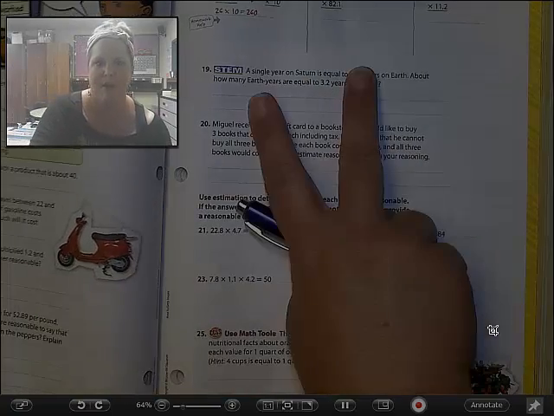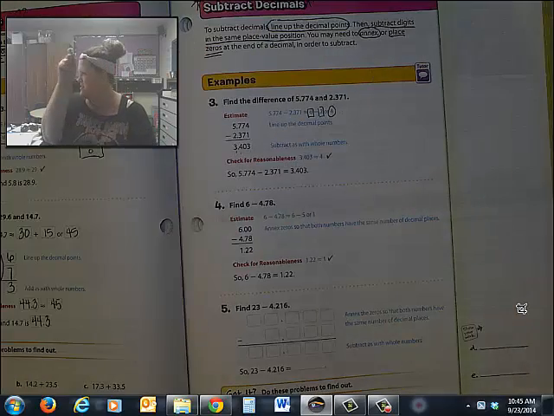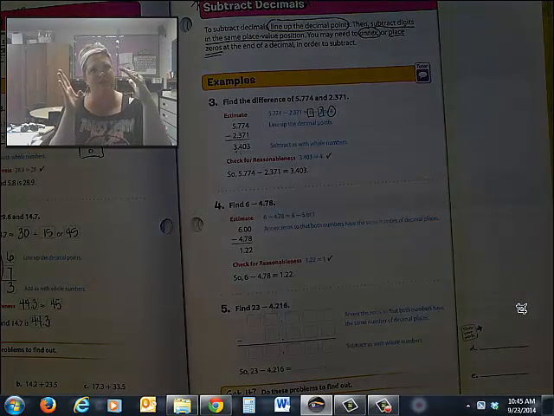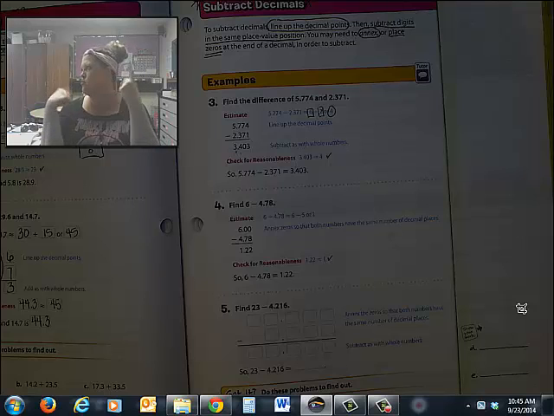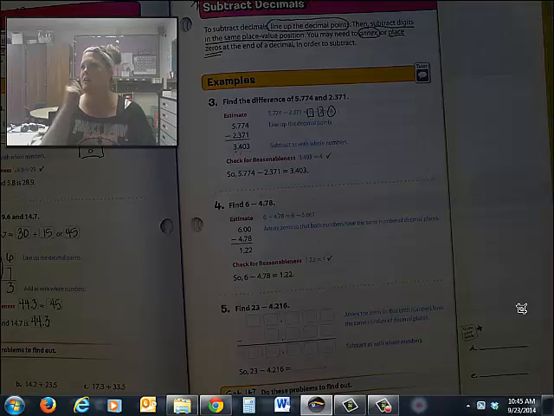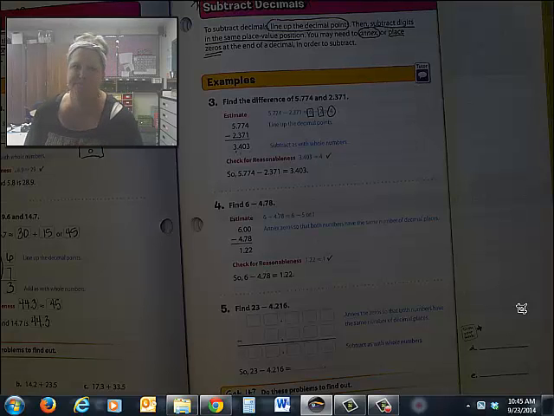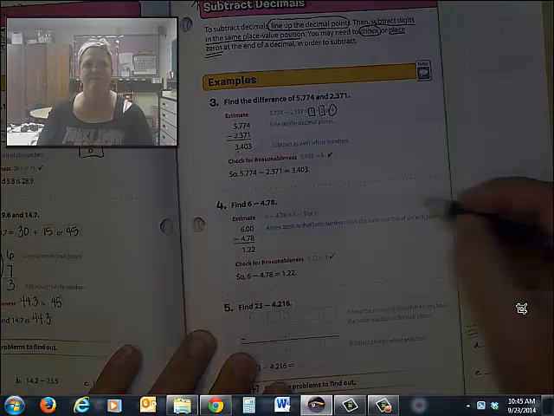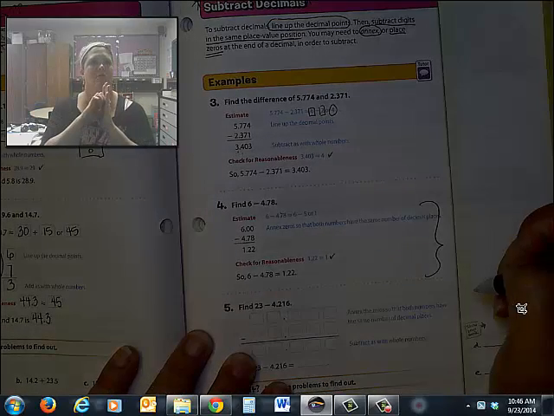It's still correct. But if they didn't line up their decimals and they did something crazy and had them all misaligned, then you might get some crazy answers that don't match up at all. If you don't line up your decimal, then you get very unreasonable answers. True that. So here's another example for you to read through.